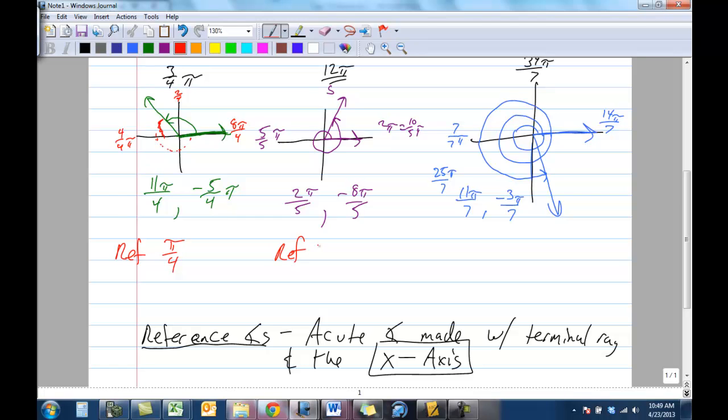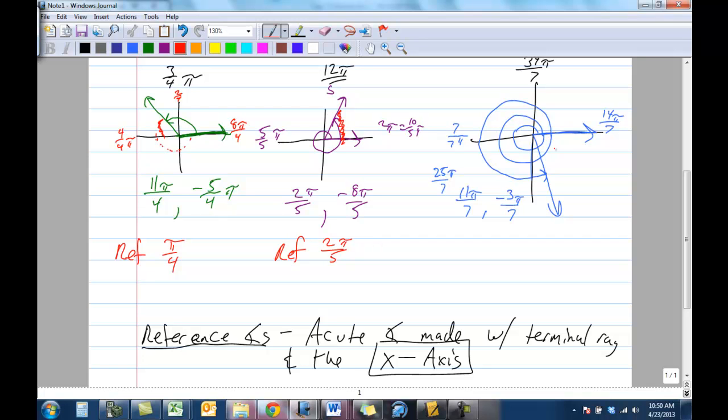All right, let's move on to this one. We went 5 pi fifths, 10 pi fifths. We went 10 pi fifths all the way around, and then we went 2 more. Now remember, reference is the terminal with the x-axis. So this is our terminal. What's our terminal here? Well, if we went 10 and 2 more, our reference here is 2 pi fifths.